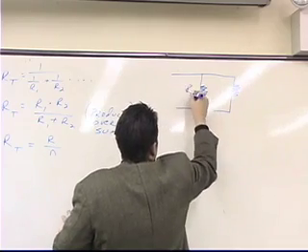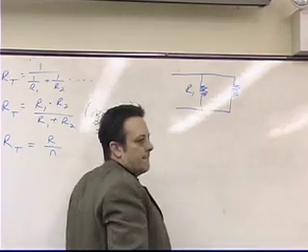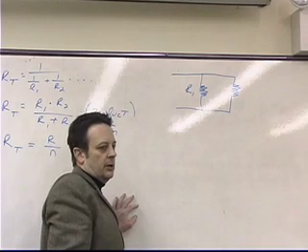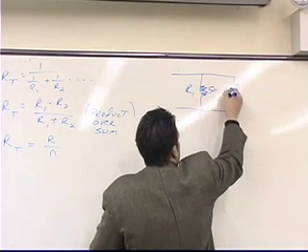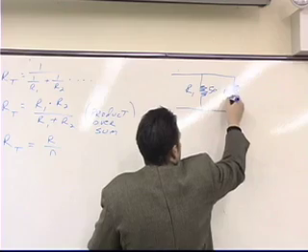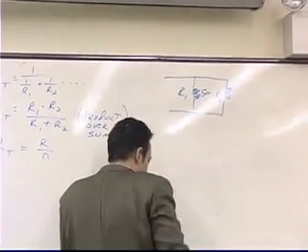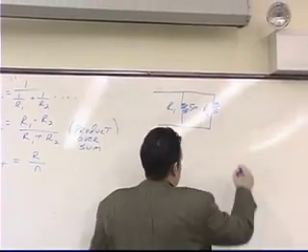And somebody pick a value for resistor 1. Just pick a number. 50. Pick a value for resistor 2. 100.